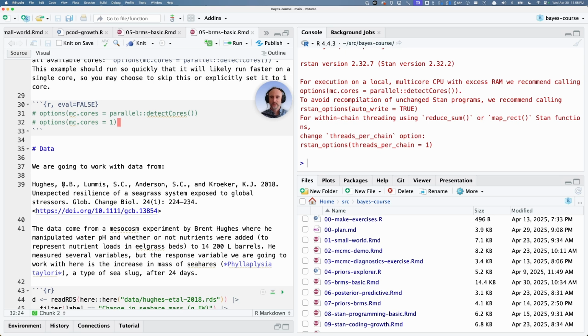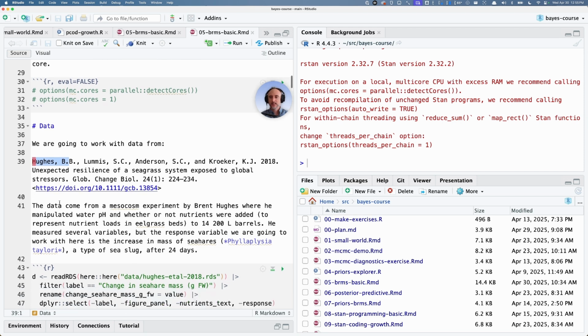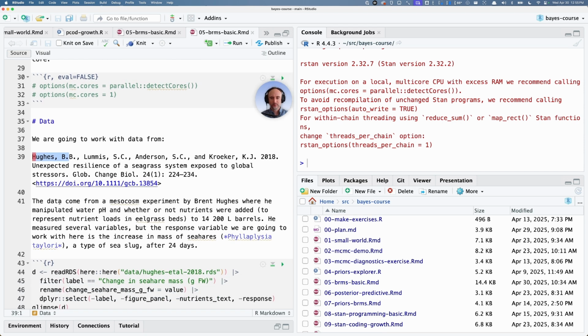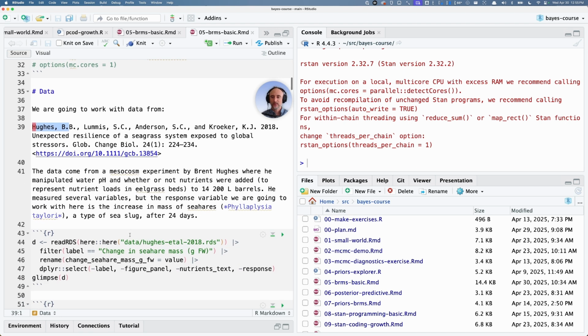So we're going to work with data from this paper that Brent Hughes led, published in Global Change Biology back in 2018. The data come from a mesocosm experiment that Brent ran where he had manipulated water pH and looked at whether or not nutrients were added, to represent nutrient loads into eelgrass beds, in 14 200-liter barrels. He measured several variables, but the response variable we're going to be working with is increase in mass of sea hares, which is a type of sea slug, after 24 days.